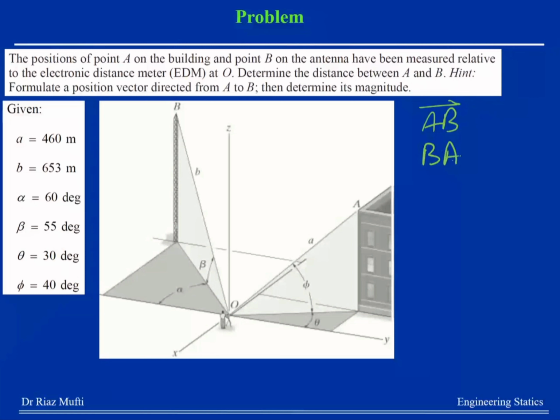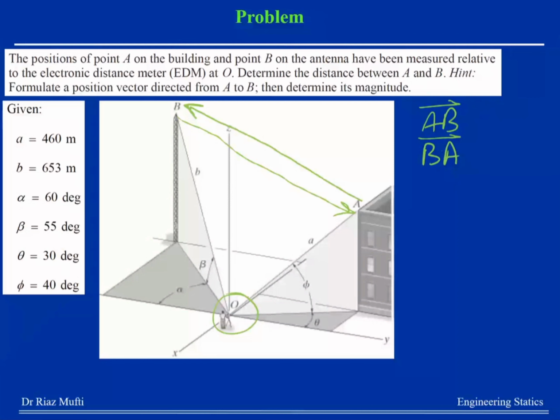It says that the measurement of A and B is with respect to O, so that we know. But to find the distance between AB, do I have to find the position vector BA or AB? Which one shall I go for? Won't the magnitude be the same for both cases? Are you sure? Yes, sir, because the difference is only in direction.